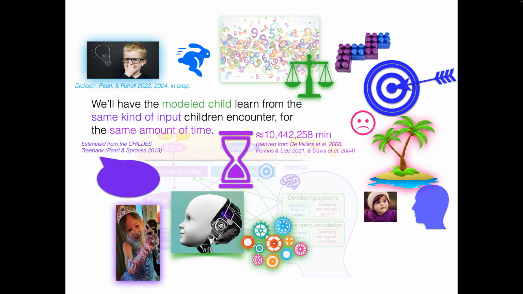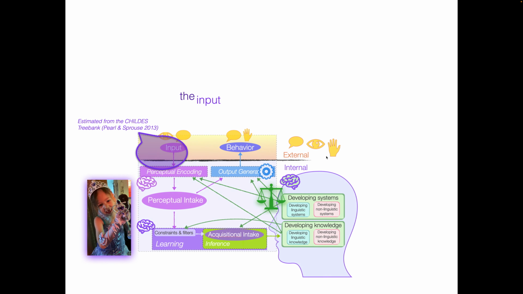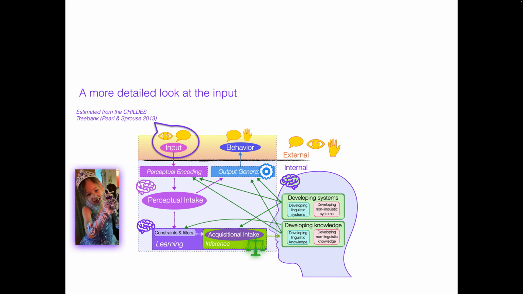What is that exactly? We're going to estimate the input from the child's tree bank, samples of child-directed speech, and the time turns out to be about 10.4 million minutes. Turns out that actually corresponds to about 2.15 million WH dependencies. And let me just walk you through a little bit more about that input and that timing.